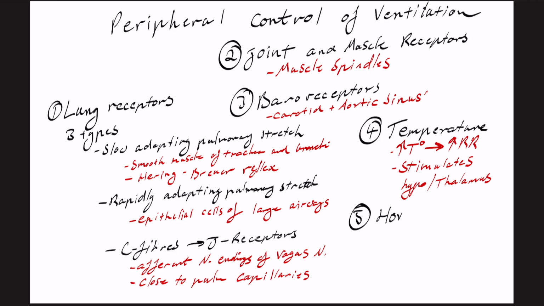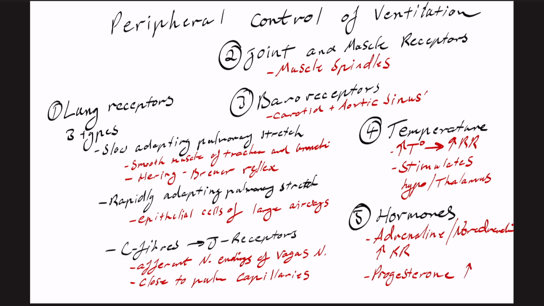And then hormones can also increase your respiration. So adrenaline and noradrenaline can increase respiration and ventilation. And we know that progesterone, which is a hormone of pregnancy, can also stimulate breathing. It makes you more sensitive to the changes in CO2.